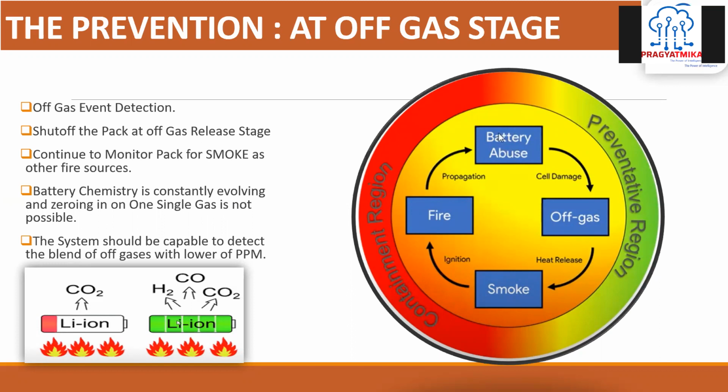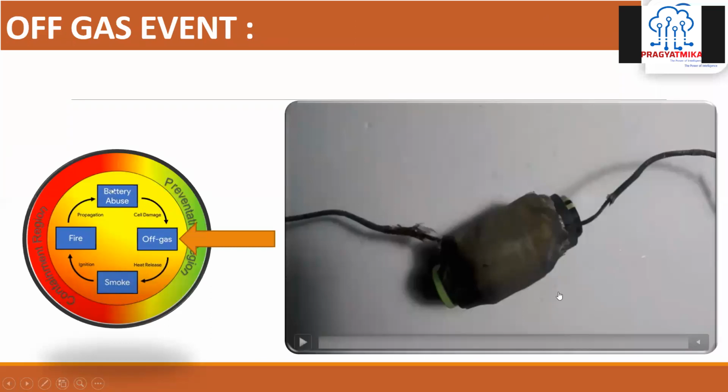So that's why these are all in the form of customized environments, for the different chemistries and for the different stages. As you can see over here, if it is a discharged lithium ion, only carbon dioxide is emitted. But if it is a fully charged lithium ion NMC chemistry, we have a combination of hydrogen, carbon monoxide, and carbon dioxide, all of them. So the system should be capable of multi-gas detection, and for different volumes, even the lower ppm values we need to detect. So this is what off-gas event detection is.